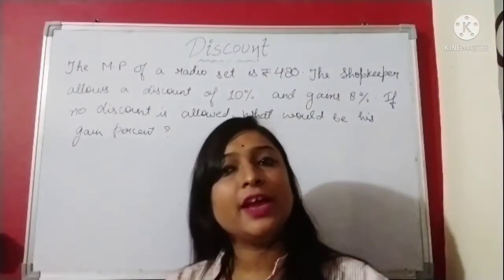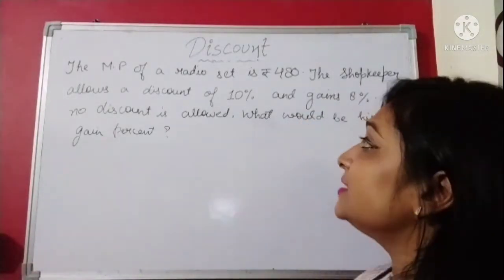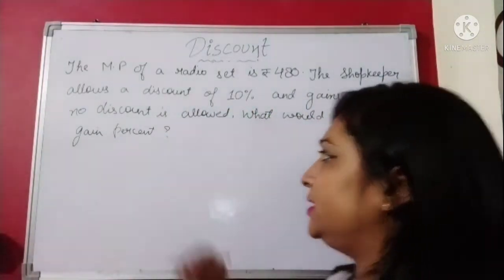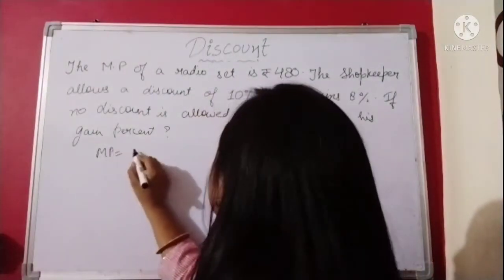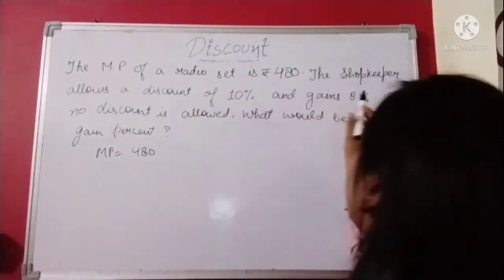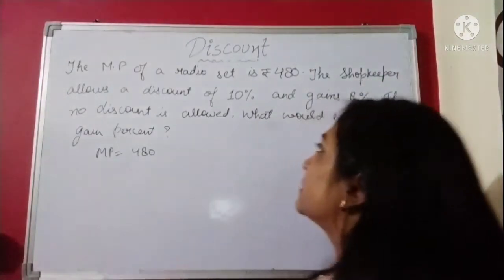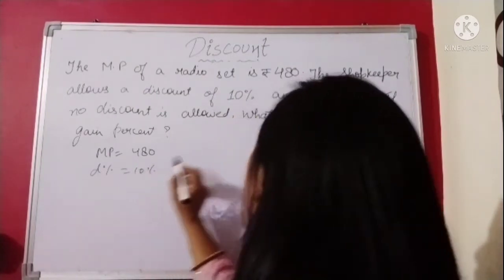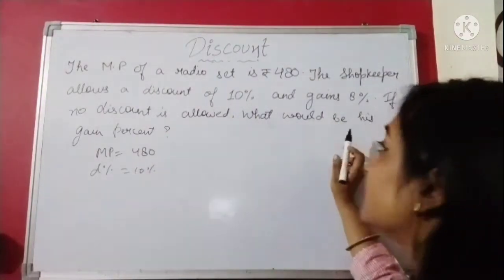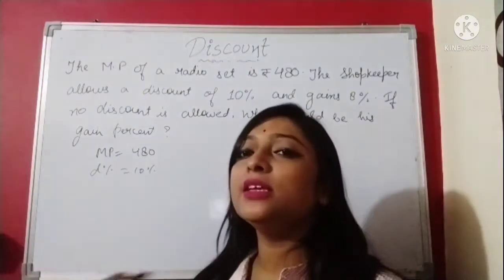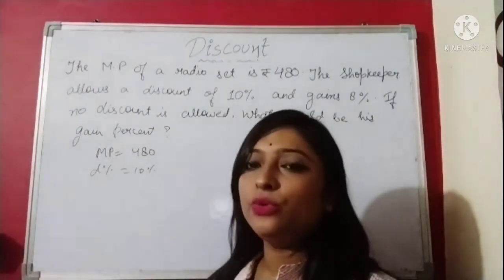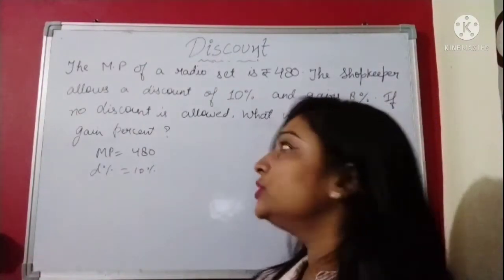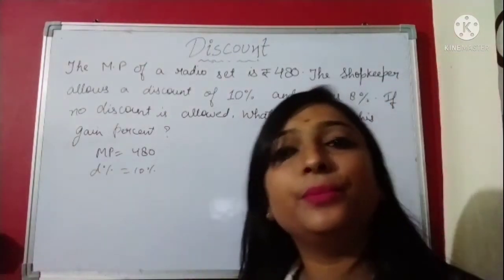Now let's come to a very interesting question. The question says the marked price of a radio set is rupees 480. Let us write whatever is given first. The MP is rupees 480. The shopkeeper allows a discount of 10%. So what is the discount percent? 10%. We will write that also. And gain percent is 8, right? That means when he is selling, he is allowing the discount also and is gaining 8% also. If no discount is allowed, what would be his gain percent?